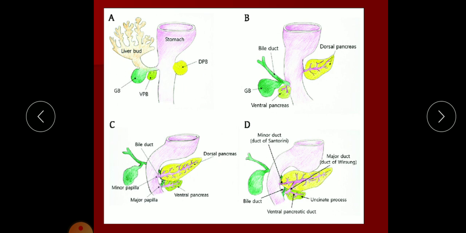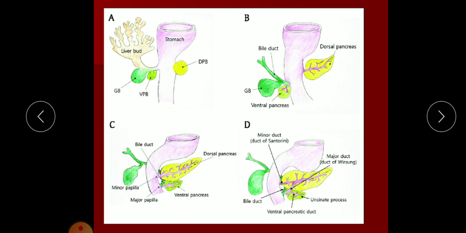Now what happens is this duodenum undergoes rotation. As a result of the rotation of the duodenum, this dorsal pancreatic bud now comes to lie on the left side and the ventral pancreatic bud now comes to lie on the right side. Fine. So the dorsal pancreatic bud is on the left side, and the ventral, very close to pars hepatica, is now on the right side.